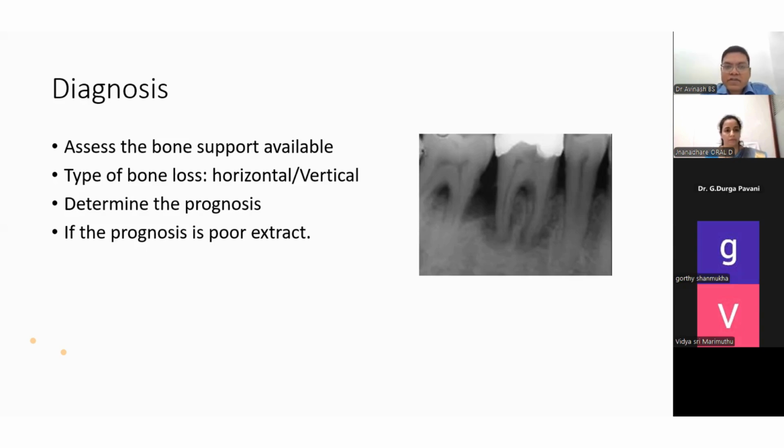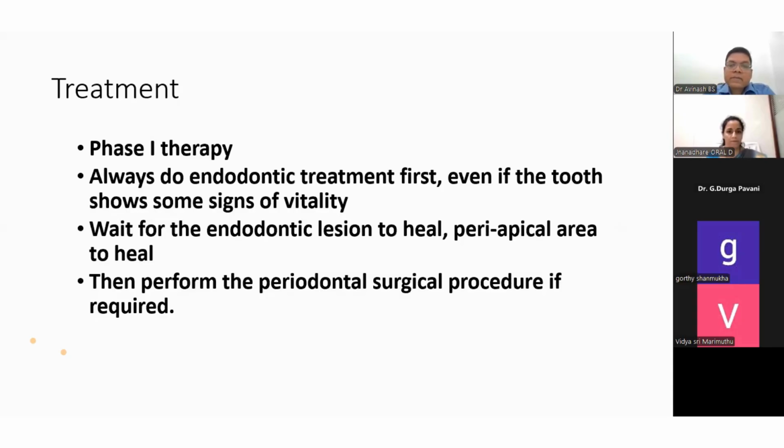If the prognosis is poor, then you go ahead and extract. So how to determine whether the prognosis is poor or not? First, you need to see the bone support. Overall, if the bone support is less than 50%, then the prognosis would definitely be poor. You would extract the tooth. In case you plan to retain the tooth, then you have to follow these phases correctly.